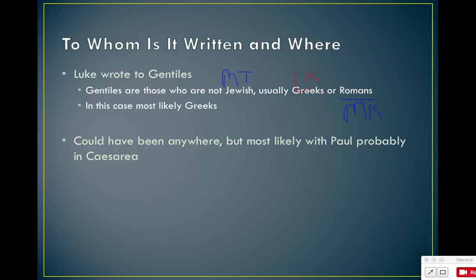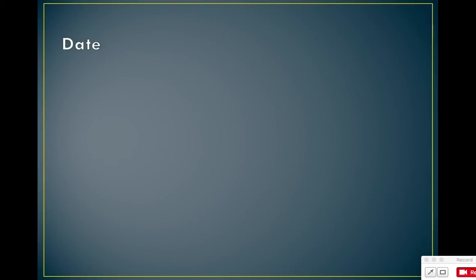And so Luke probably could have been written from anywhere, but if he's with Paul, I think he's most likely writing from the city of Caesarea, and so probably on one of his journeys. That's probably kind of where he's writing. It would have been on the coast near Israel.